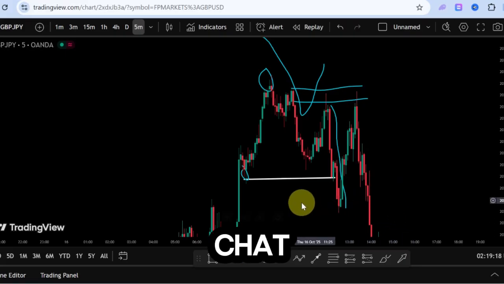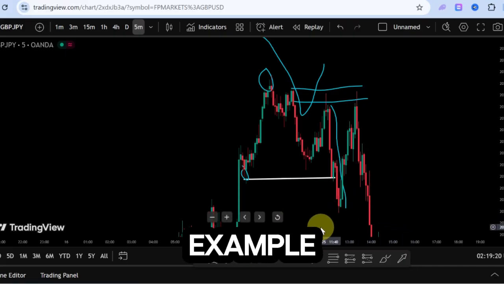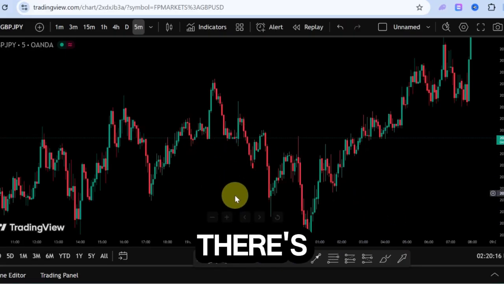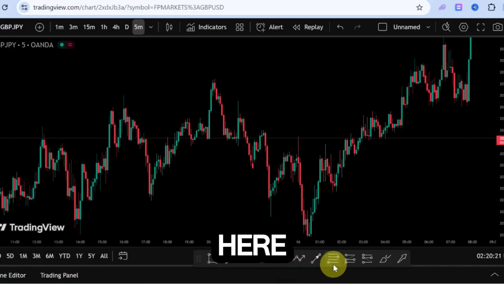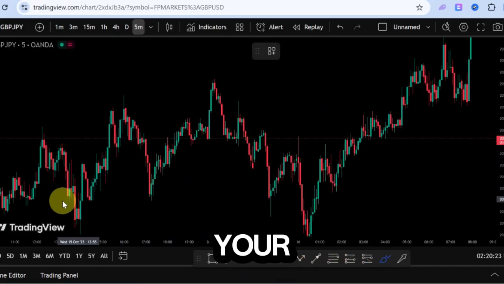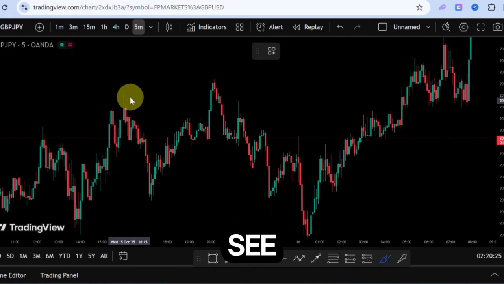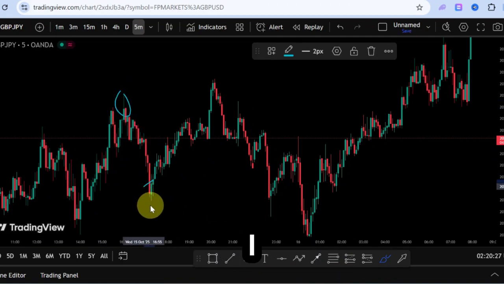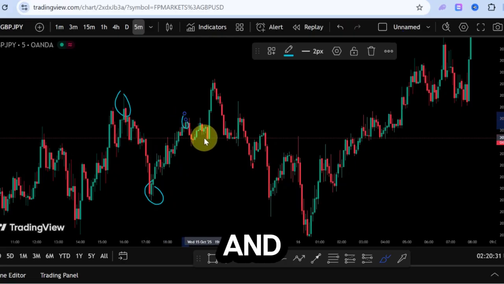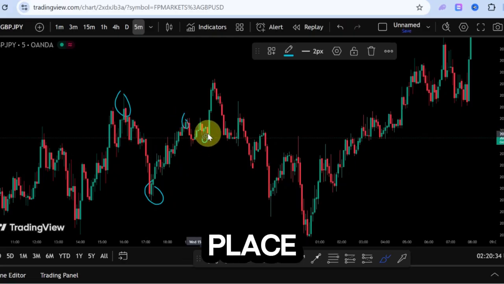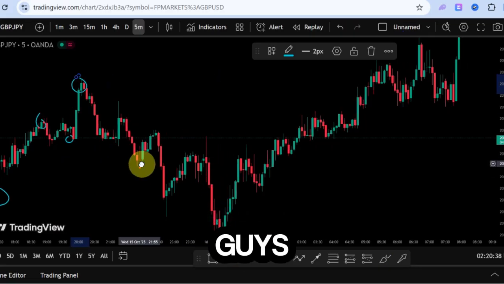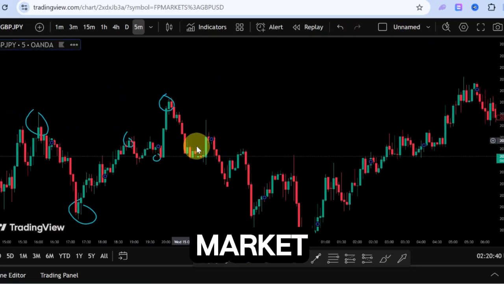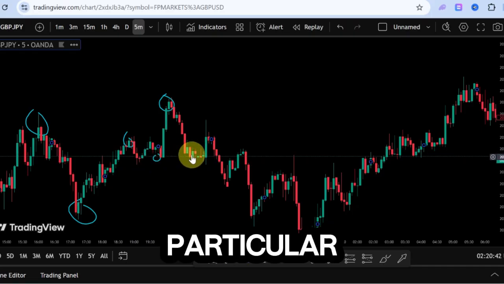So guys, let me go to the chart and show you another example. From here, the market was in an uptrend. You can see a higher high, higher low, then a higher high, then a higher low at this particular place, and that higher high. Let me just zoom this out for you guys. As you can see from here, the market broke structure.